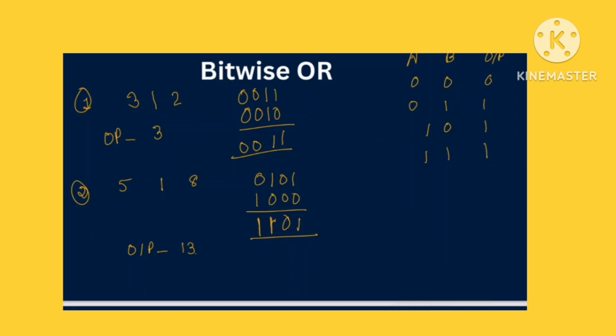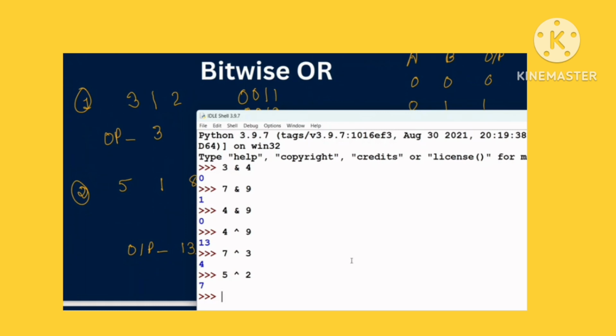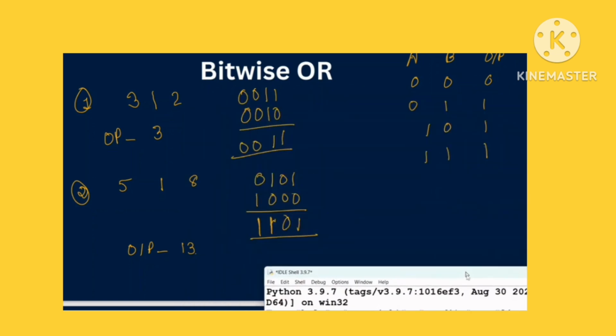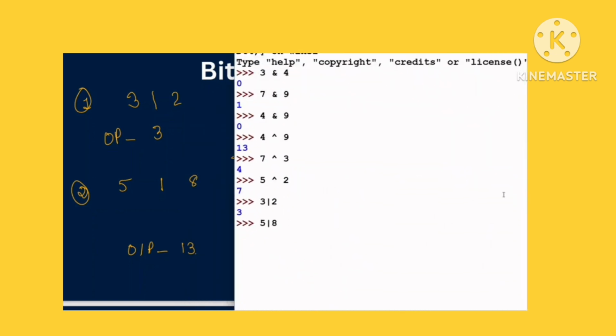So let us solve these two questions through IDLE. 3 OR 2 will give you 3. 5 OR 8, it will give you 13. So I hope these programs are clear to you.